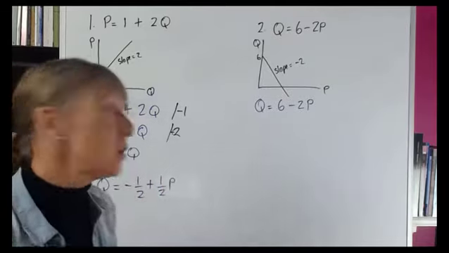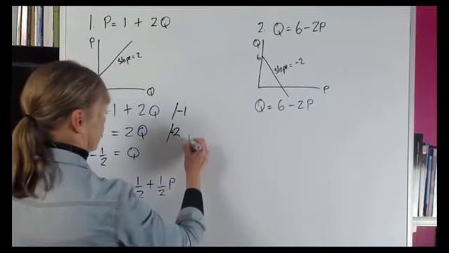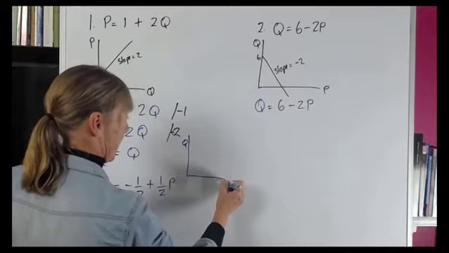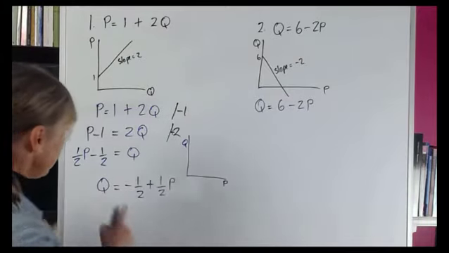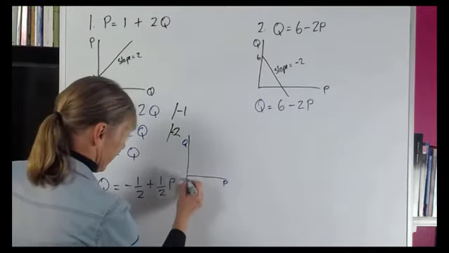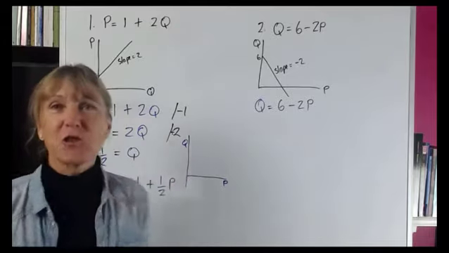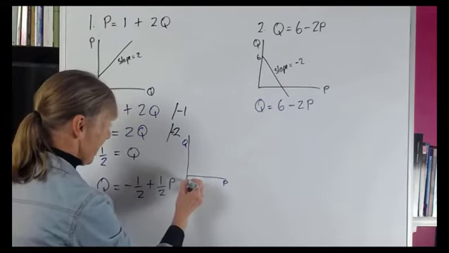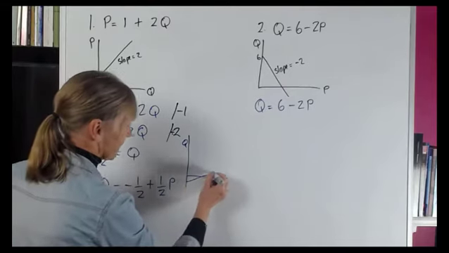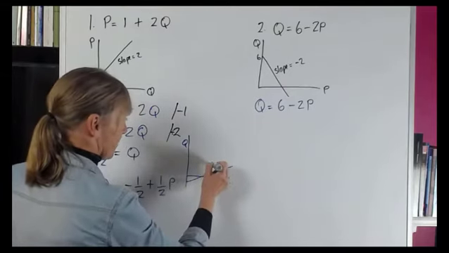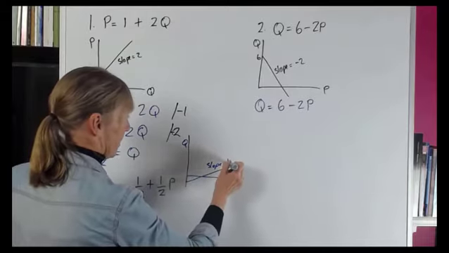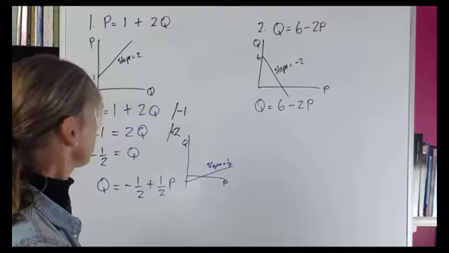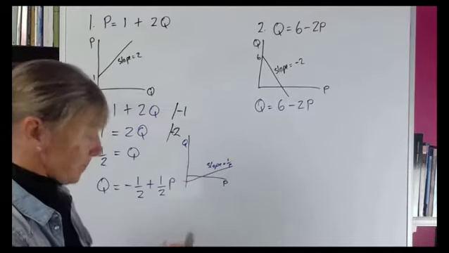So what does that look like? That's now got Q on this axis and P on that axis. It's crossing the y axis at -0.5, and it's got a very shallow gradient. So slope equals 0.5, and there it is going through at -0.5. Right, what about this one?